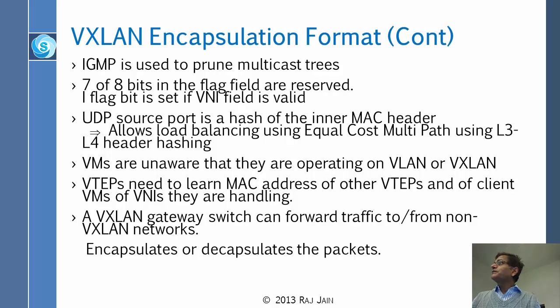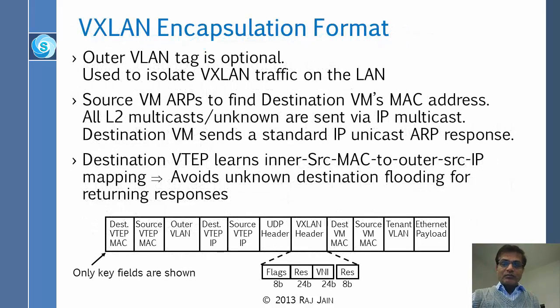Okay. UDP source port is a hash of the inner MAC header, and allows load balancing using equal cost multipath. This is a technique which is used in many other places, and I want to just explain that. What happens is, when you want to do equal cost multipath, you take this header from beginning to the end, and then you hash this whole thing. Actually, you probably don't need the Ethernet part, but the IP header and UDP header, you take this and hash it, and this tells you whether to go this way or that way. You have multiple paths.